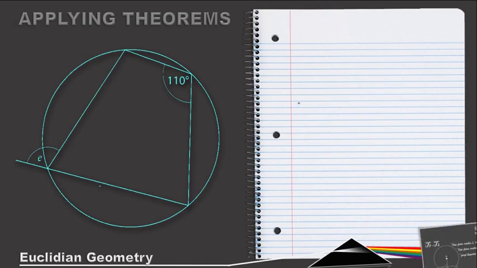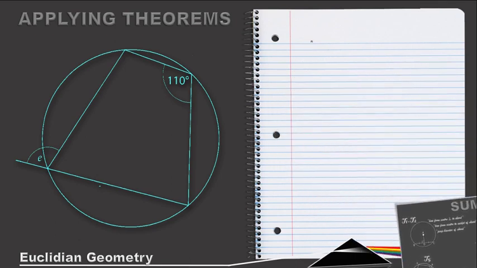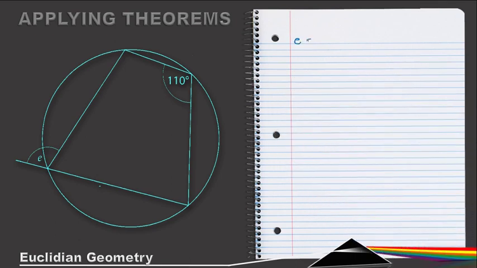And now if we look at this one, this is also theorem 5, actually much easier, because this is the exterior angle of a cyclic quad, which is equal to the interior opposite angle. Therefore we can simply say that E is equal to 110 degrees, and our reason is exterior angle of cyclic quad.